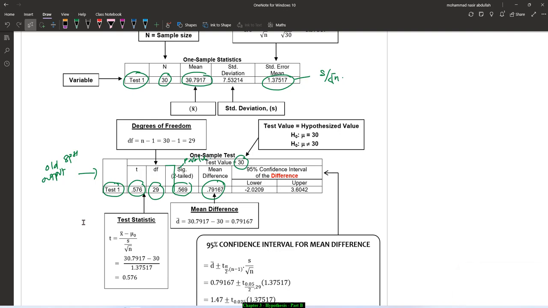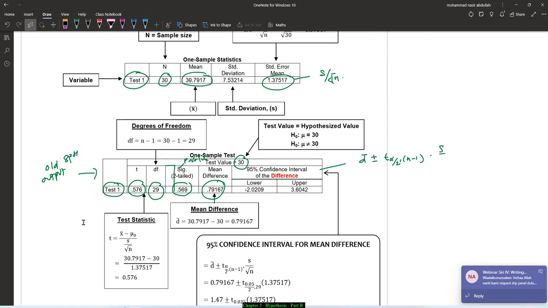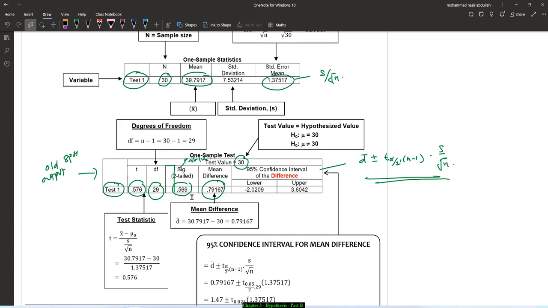So this is the confidence interval, the confidence interval of the difference. So the mean difference plus minus t alpha divided by 2, n minus 1, which is the degree of freedom, multiplied by the standard error. Very simple notation formula.